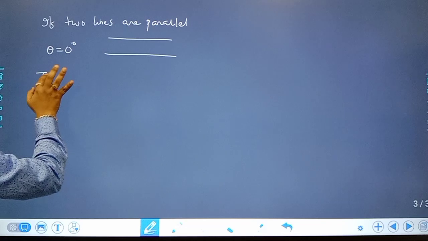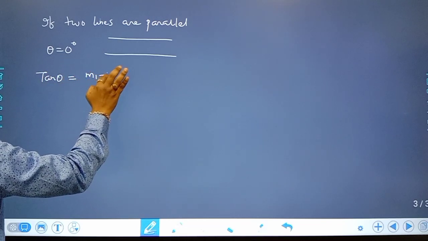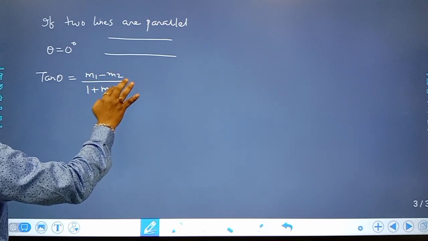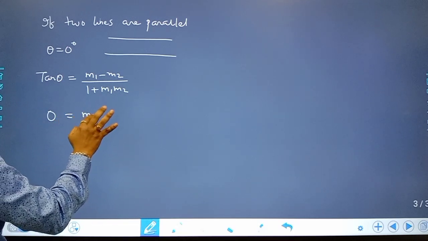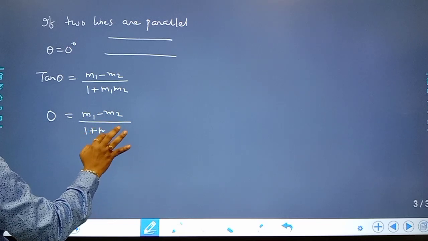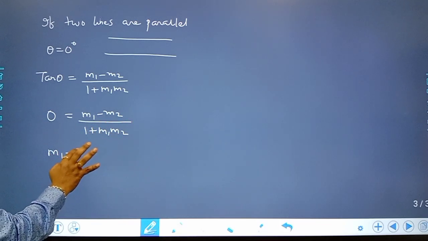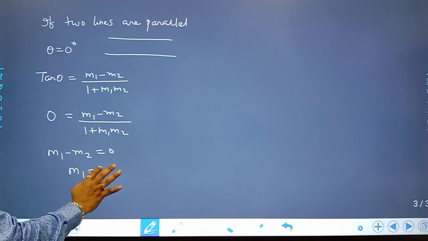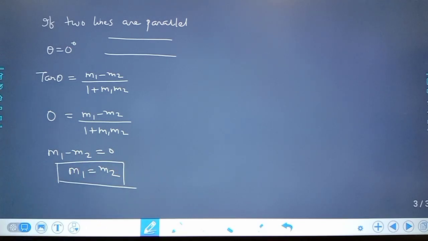Then the angle between these two is equal to 0. That means tan 0 is equal to (m1 minus m2) by (1 plus m1 m2). Tan 0 is 0, so 0 is equal to (m1 minus m2) by (1 plus m1 m2). So m1 minus m2 is equal to 0. So m1 is equal to m2. If two lines are parallel, then their slopes are equal.